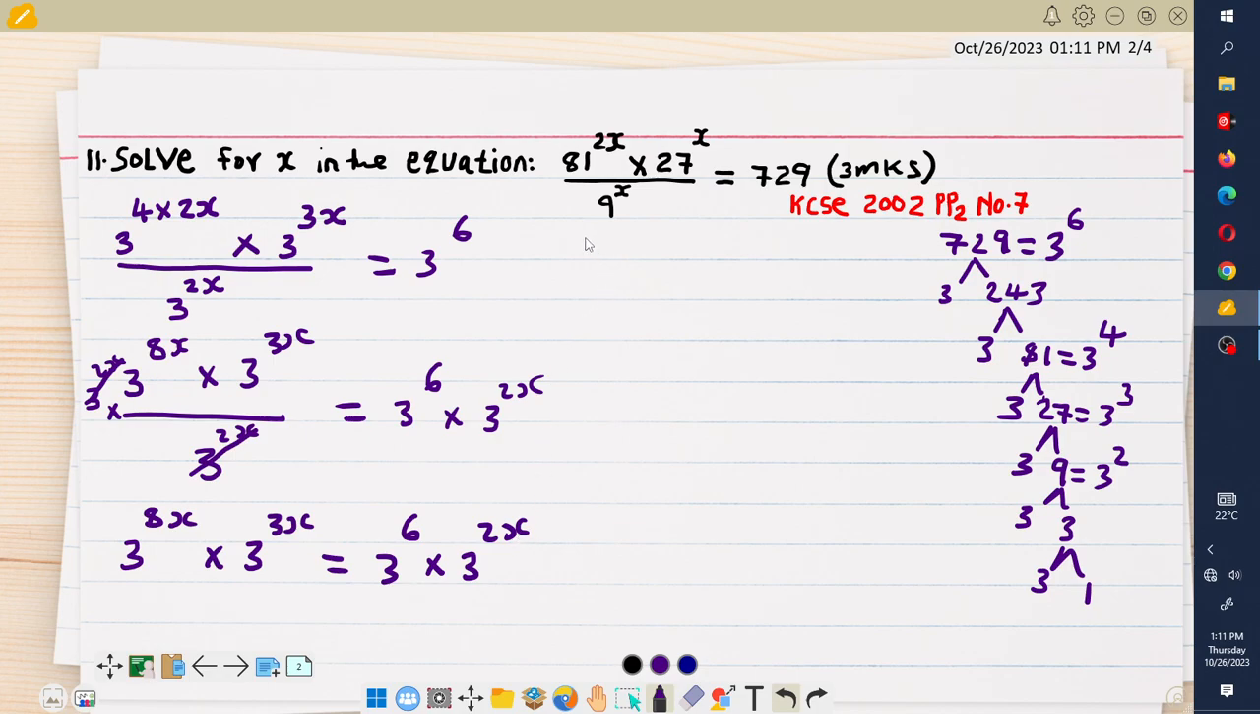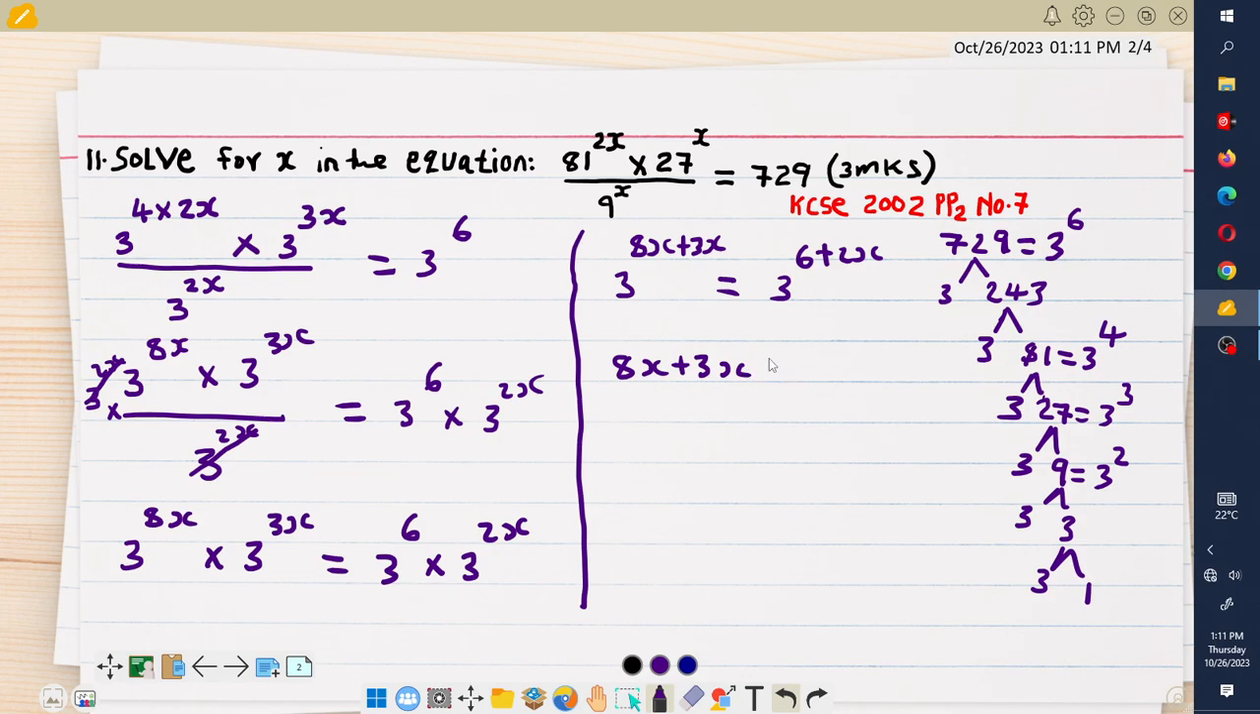Then after that I apply the laws of indices: whenever you multiply, you add the powers. So this will be 3 to the power of 8x plus 3x, equal to 3 to the power of 6 plus 2x on the right hand side. Once the bases are the same, you simply equate the powers. So 8x plus 3x is equivalent to 6 plus 2x. Then 8 plus 3 gives 11, so 11x equals 6 plus 2x.